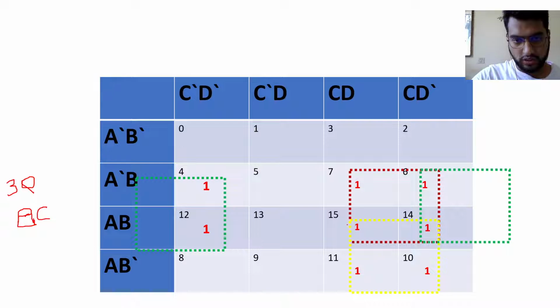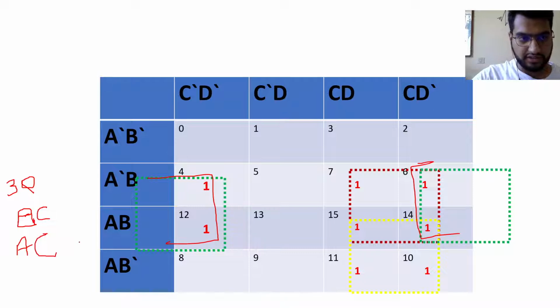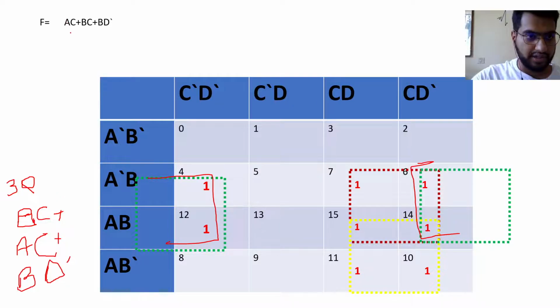Then we have this yellow color quad. In this, B is not changing, so we will write as B, and in these terms, C is not changing. And then we have this green color quad, which is this and this. In this, D dash is not changing, and B is not changing. So our final expression will be sum of these three terms. So this is our final expression, AC plus BC plus BD dash.